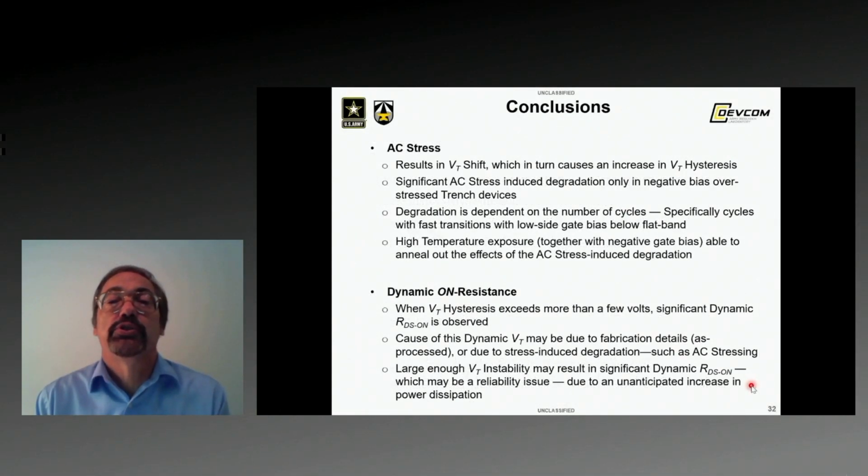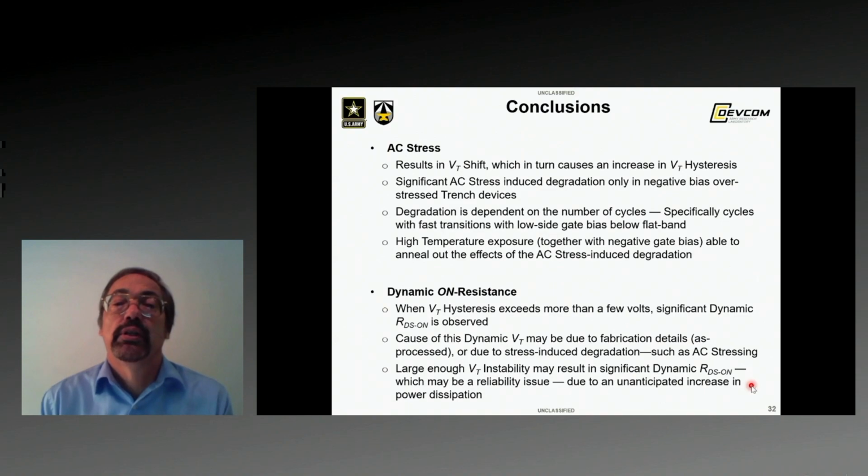High temperature exposure together with negative gate bias is able to anneal out the effects completely if the temperature is large enough under negative gate bias of that AC stress. So you can anneal out the effects of the AC stress degradation.